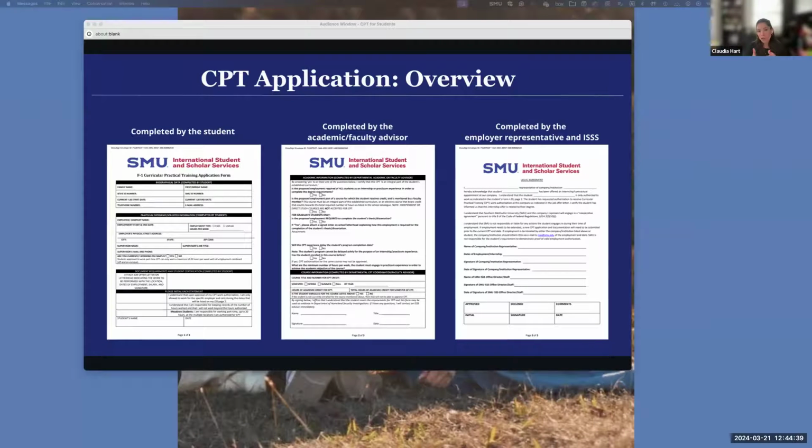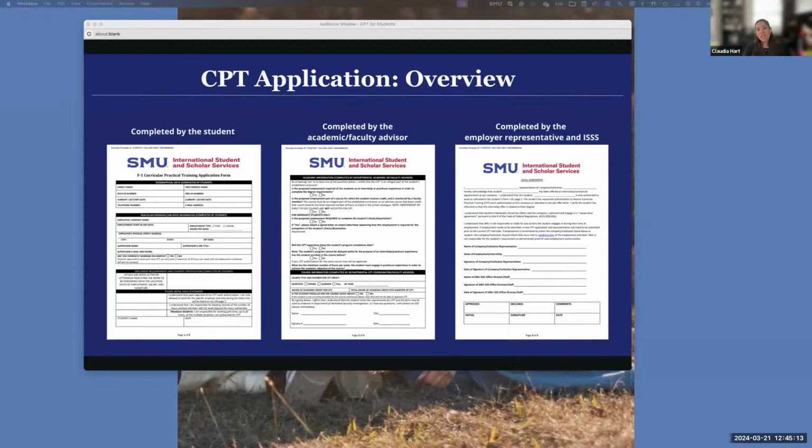Then the second part of the form is the academic or faculty advisor, who is basically confirming, yes, that student is pursuing a business degree. Within the business degree, there is a class, Business 4111, that requires that internship component to meet the objectives of the course. That is why that academic advisor signs off on that form, because we are not experts on all the degrees that are offered at SMU. So we count on their expertise to confirm that there's a relationship.